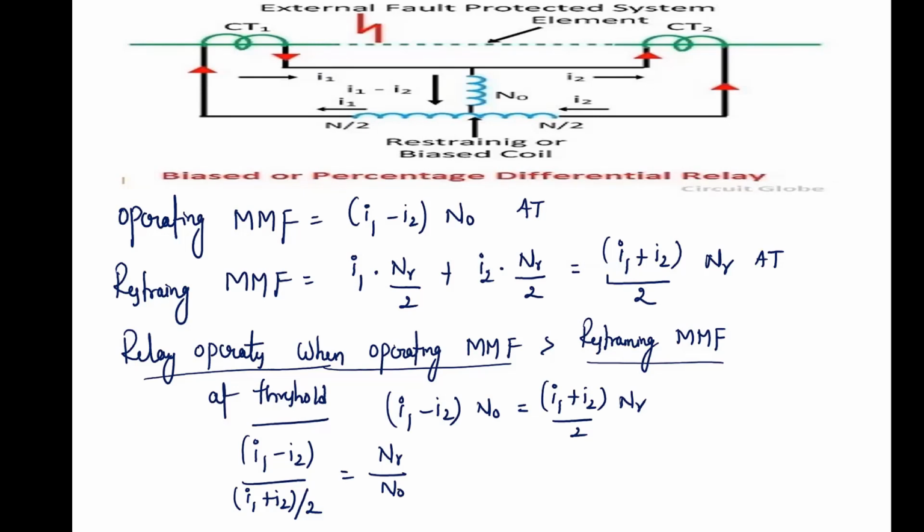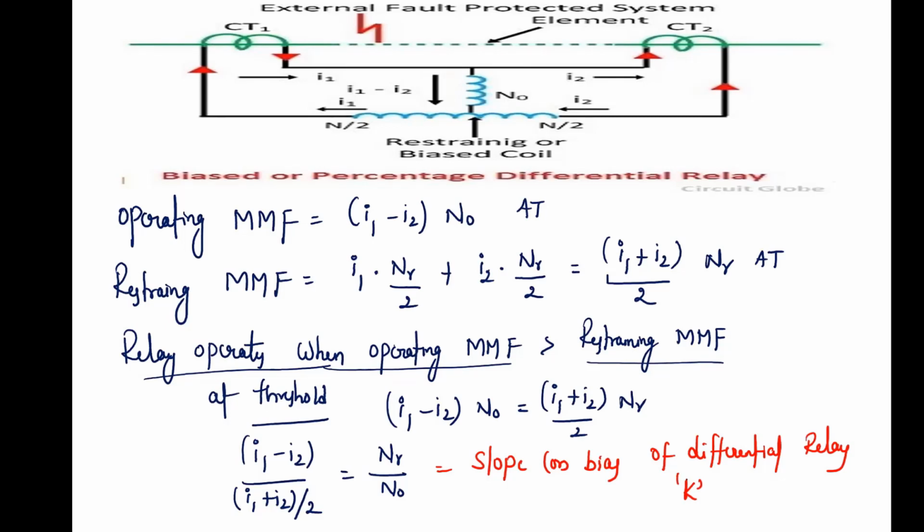This ratio is called the slope or bias of the differential relay, for which we give the symbol K. We give the symbol as K.